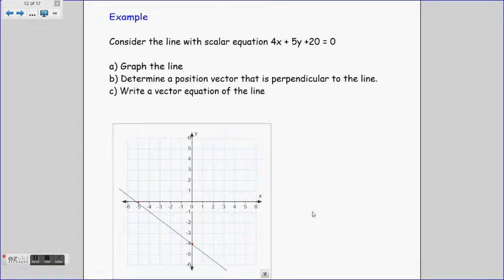Now we want to determine a position vector that is perpendicular to the line. The first thing that we can do, if we're thinking back to grade 9, if we had two lines that were perpendicular, their slopes were negative reciprocals. So the first thing that we should do is find a direction vector of the line, and then we can find the position vector that is perpendicular to it. So let's find the direction vector.